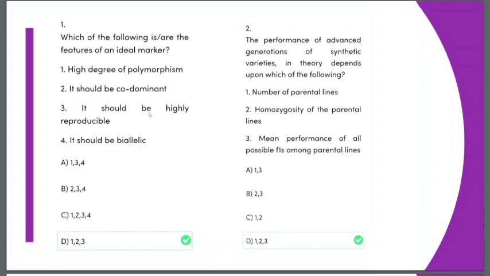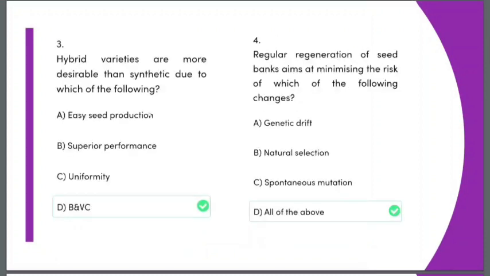Second question is, the performance of advanced generation of synthetic variety in theory depends upon which of the following? First is number of parental lines, second is homozygosity of the parental lines, third is mean performance of all the possible F1s along the parental lines. So D option, first, second, third are correct.